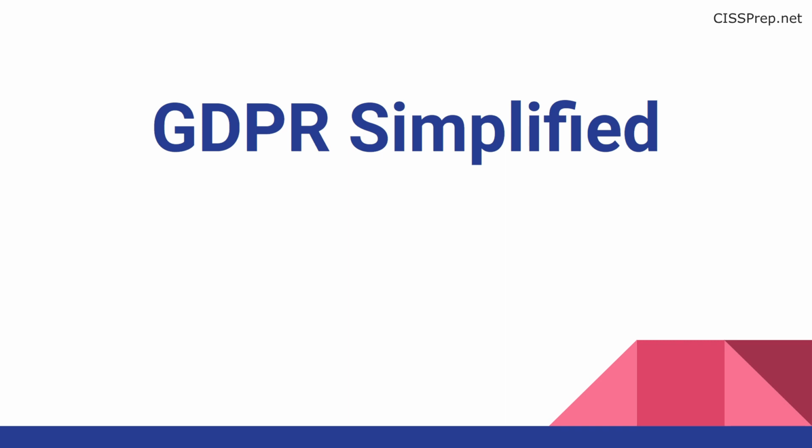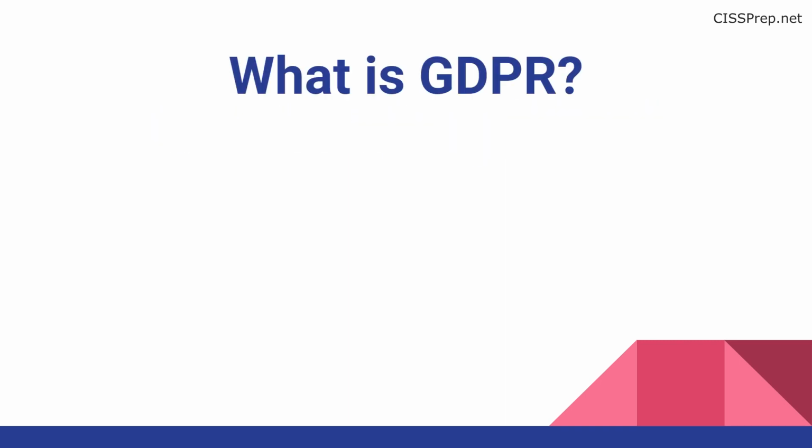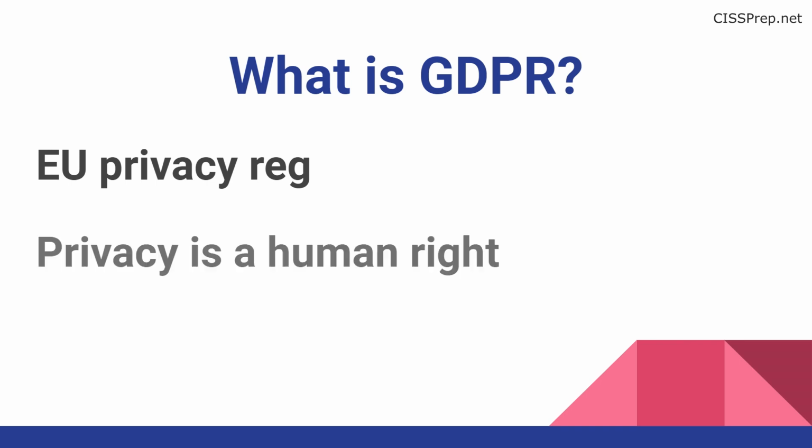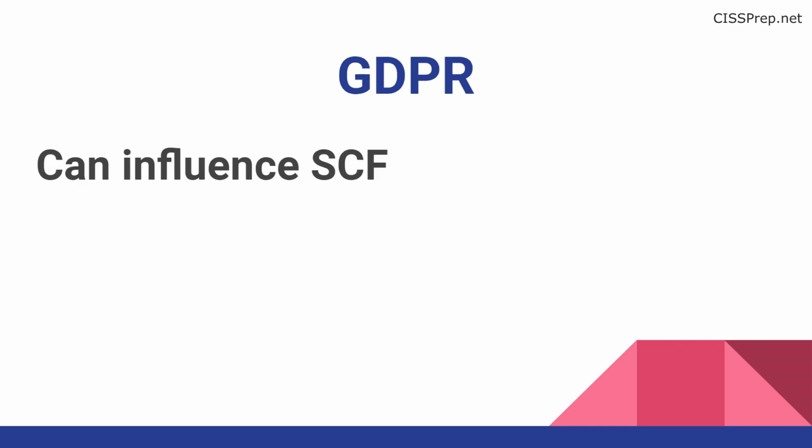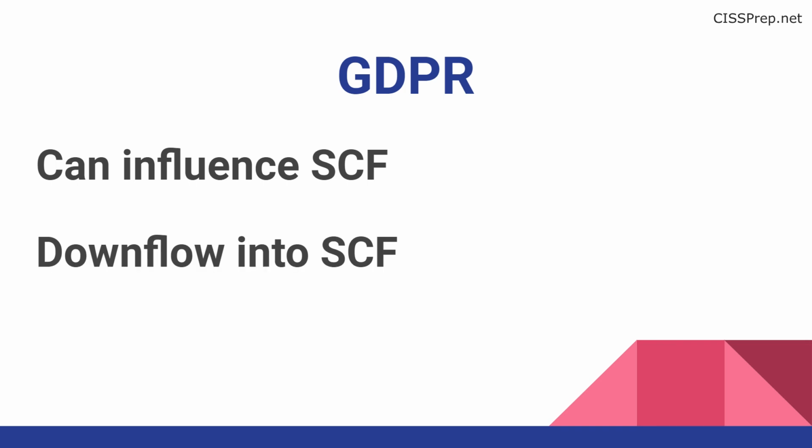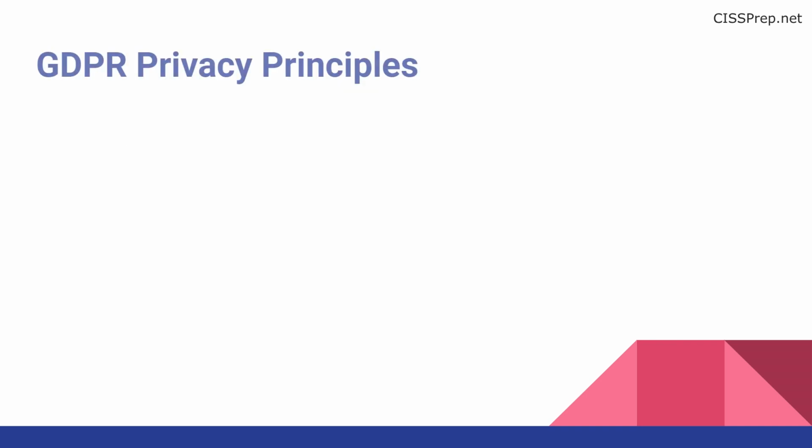The General Data Protection Regulation, or the GDPR, is the European Union's privacy regulation that addresses personal privacy for European Union citizens. Among other things, it decrees privacy as a human right. Requirements from the GDPR can influence and even flow down into security control frameworks such as NIST 800-53. So what are the principles of GDPR? The GDPR principles are as follows.